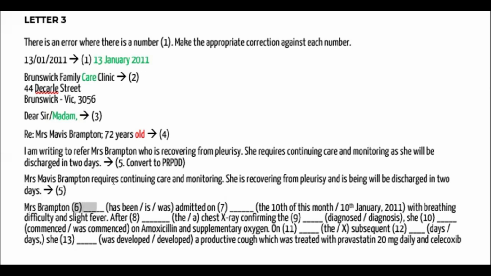"Mrs. Brampton is admitted." "Was admitted." Was is the only correct answer. On the 10th of this month, 10th January 2011. Some of you may be wondering why was is the only correct one. Is may not be correct, but then why can't has been be correct? The reason is whenever a time is mentioned in the same sentence, you should always write the simple past tense, no has, no is. Remember, that is a rule.